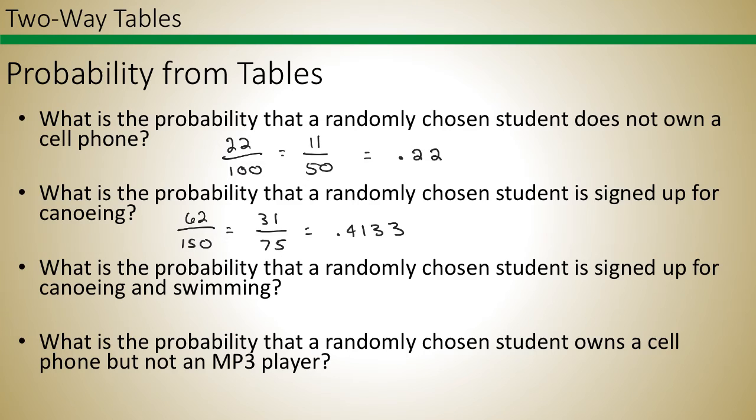Okay, next question. What is the probability that a randomly chosen student is signed up for canoeing and swimming? So we want to find the students that are doing canoeing and swimming. There are 28 of those out of the 150. I can simplify this. That's going to be 14 over 75, and that's my simplified fraction. 14 over 75 as a decimal is going to be 0.1867.